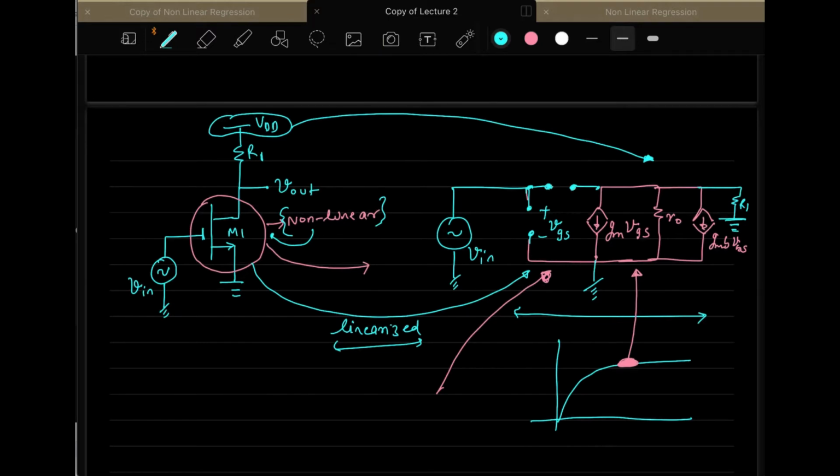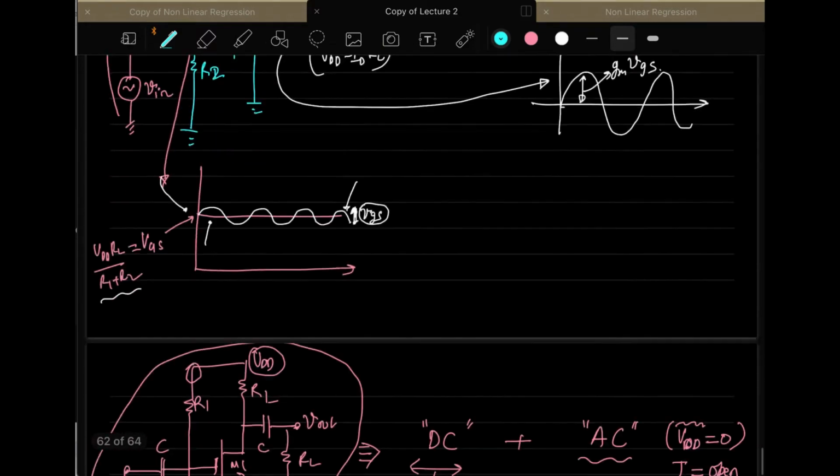Because you are directly connecting the gate to the drain, there will be no gain at all. If you connect these two together, there will be no gain, because gate is equal to drain. So we want this to be open circuited here. So if you want to make this open circuit, what can we do?